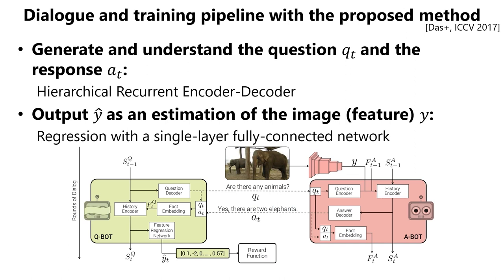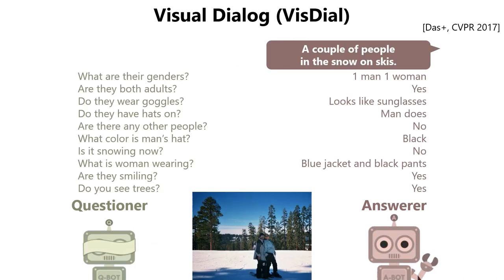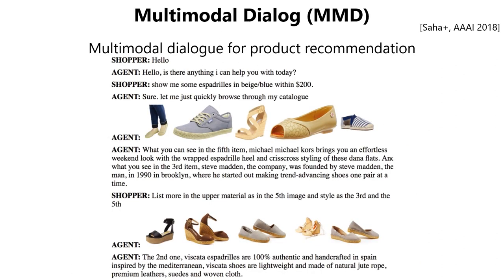As an example of visual dialogue, the questioner does not see the image in the middle. The answerer can see the image and first explains a summary sentence. From there, the agents talk to each other in a Q&A format, asking questions such as gender and whether the person is an adult or a child. There are many other studies that have been reported, such as modern dialogues between shopkeepers and customers by text or images of actual products in the stories in the store.